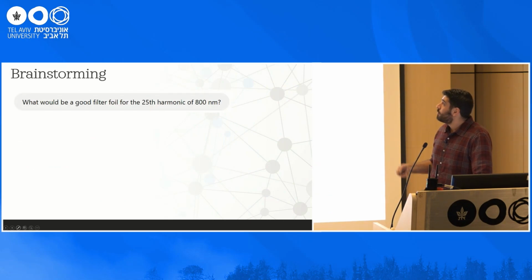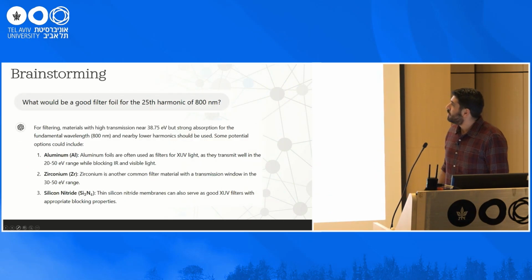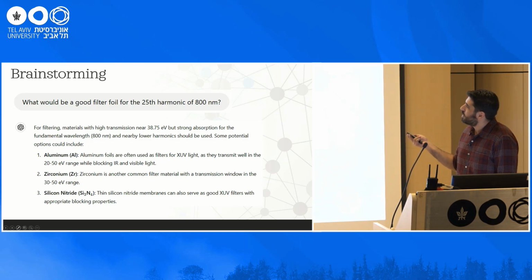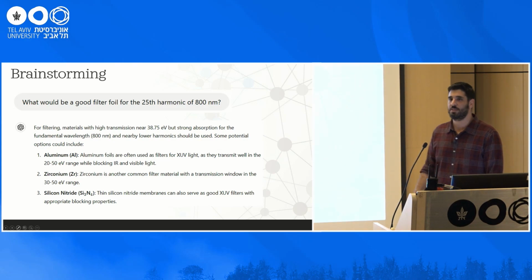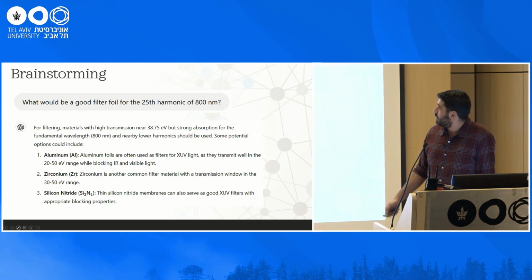I can also ask it a question based on the papers that I uploaded. For example, what would be a good filter foil for the 25th harmonic of 800 nanometers? So it gives me here three candidates. One of them I do use.